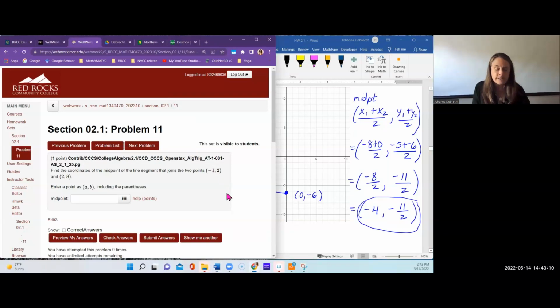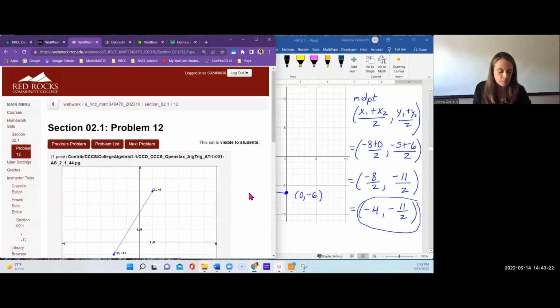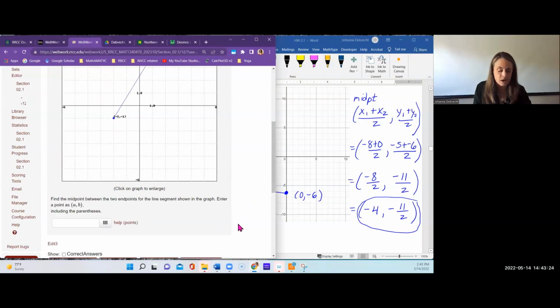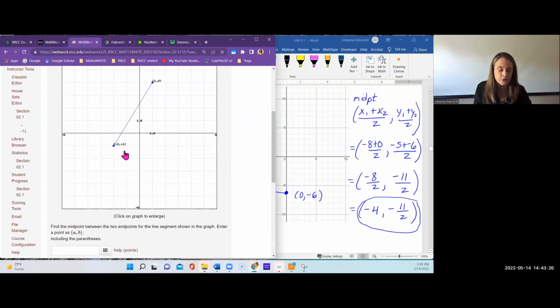Problem number 11 is essentially the same. Find the midpoint between 2 points. Add the 2 x coordinates together and divide by 2. Add the 2 y coordinates together and divide by 2. Problem number 12 is also the same, but again, you will have to make sure that you've got the right ordered pairs.